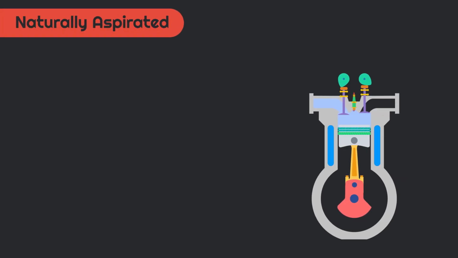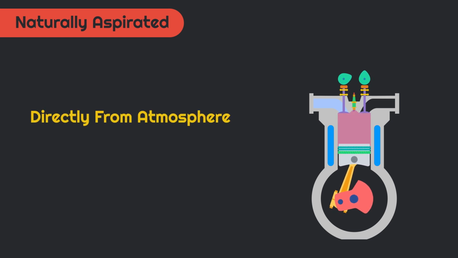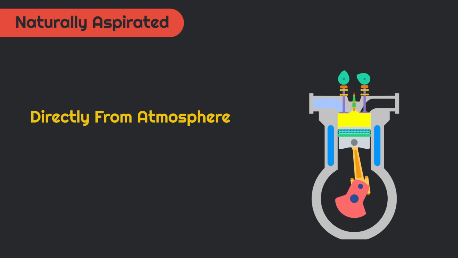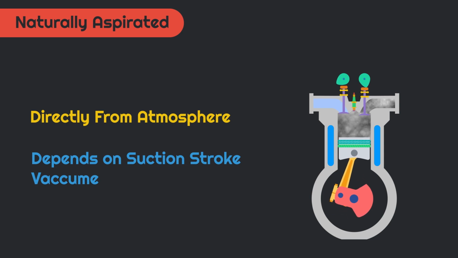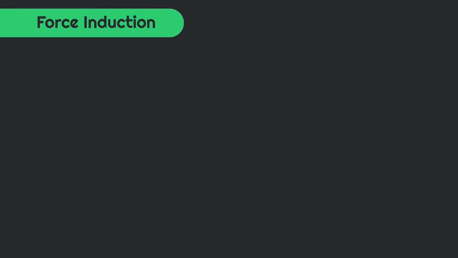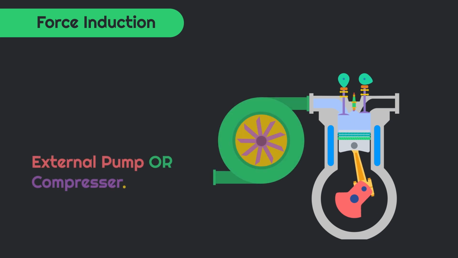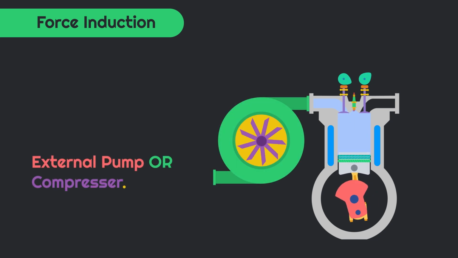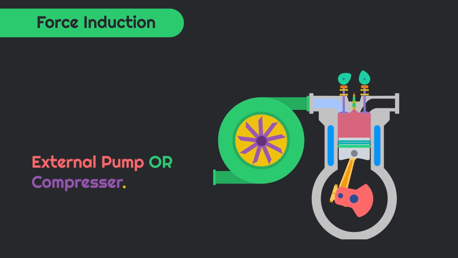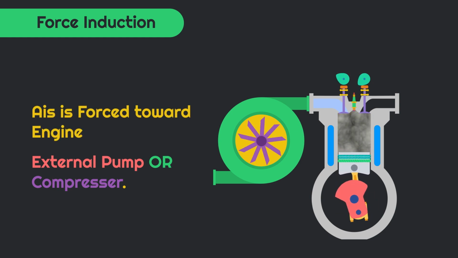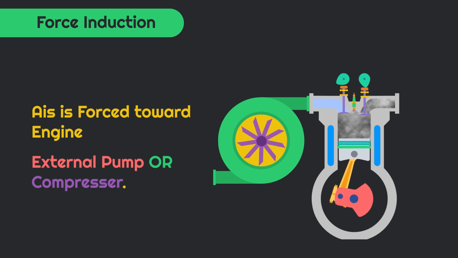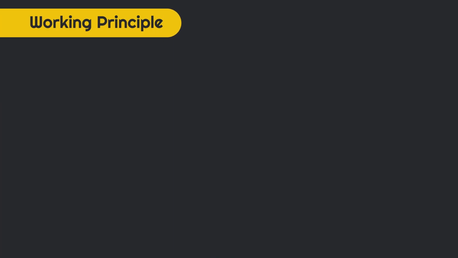An engine in which the air during the suction stroke is directly sucked from the atmosphere without any induction or force is known as a naturally aspirated engine. In this kind of engine, no external force is applied during the suction stroke. On the other hand, to speed up the intake process and increase the volumetric efficiency of the engine, a compressor or pump is used to compress the air, and that compressed air used during intake is known as a forced induction engine.